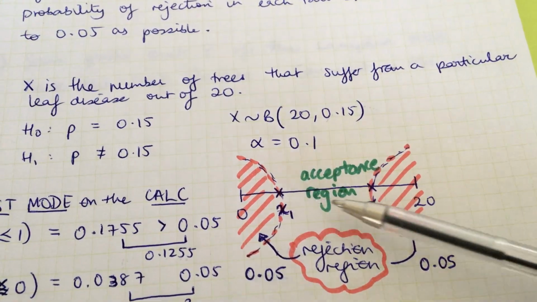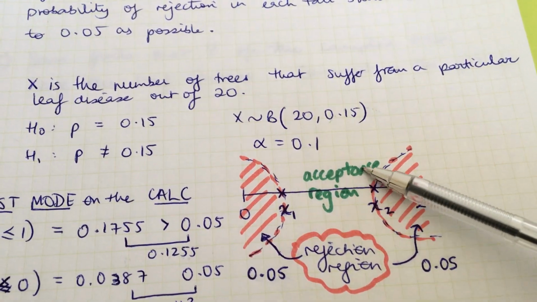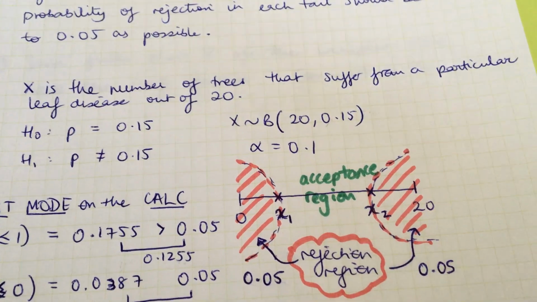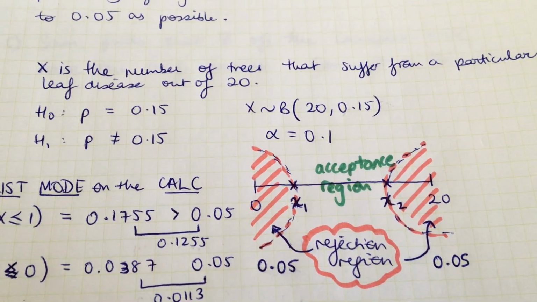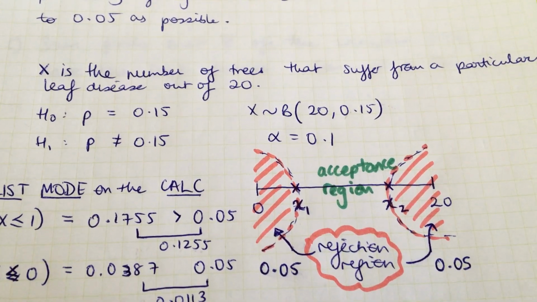So what we're trying to find out is these critical values here. What is x1 and x2? What you've got in the middle there is the acceptance region, which means in this case, we don't have enough evidence for us to reject the null and go with Sam's claim. Okay, so that's what we're trying to find out really.